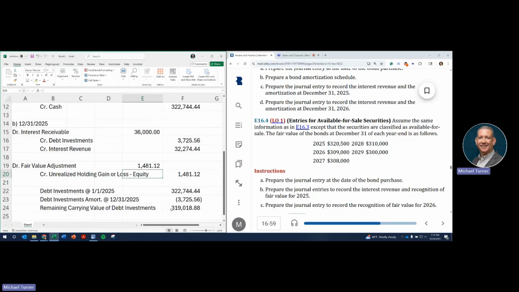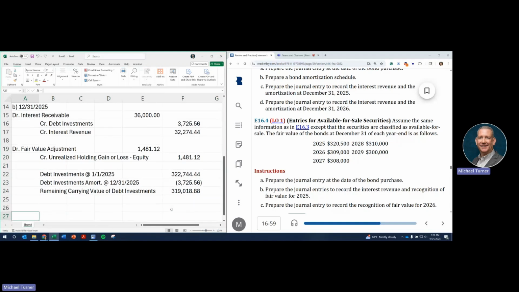Next, we're ready for Part C. Part C says, prepare the journal entry to record the recognition of fair value for 2026. So we don't need to record the interest receivable and all that again. So we're just going to go straight to the recording of fair value.